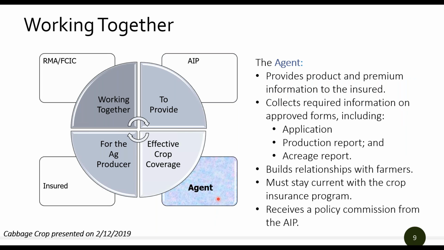Let's take a look at agents. They provide product and premium information to the insured, collect the required information on approved forms, including the application, production report, and acreage report. They build relationships with farmers. It is up to them to stay current with the crop insurance program. They do receive a policy commission from the insurance provider.